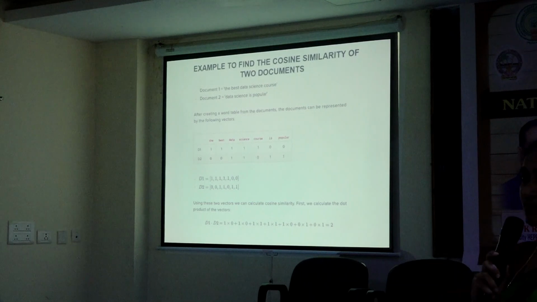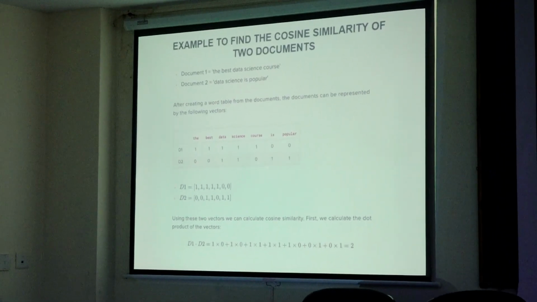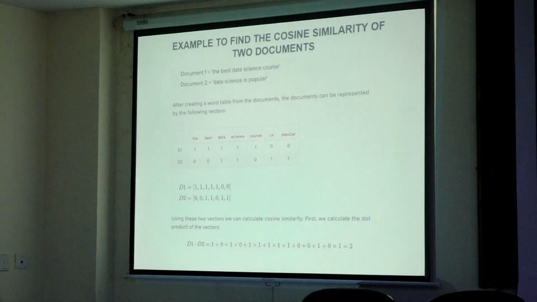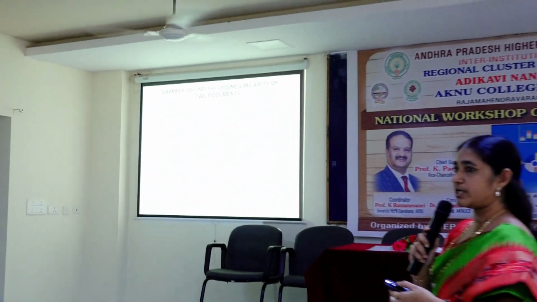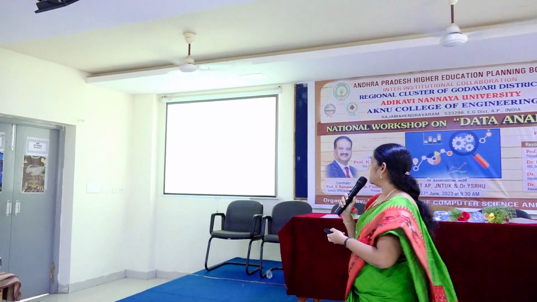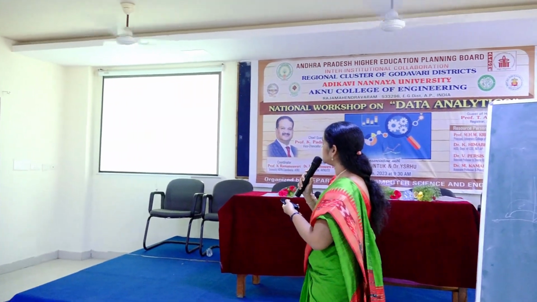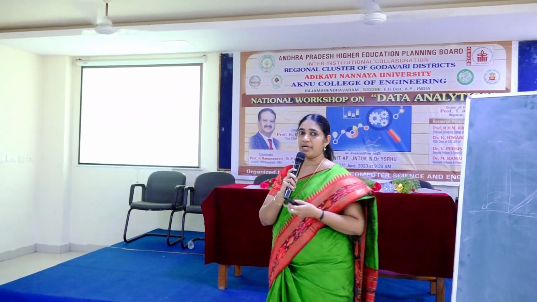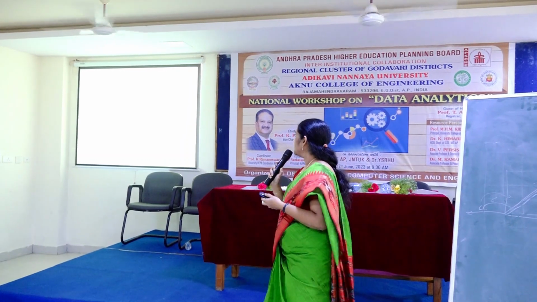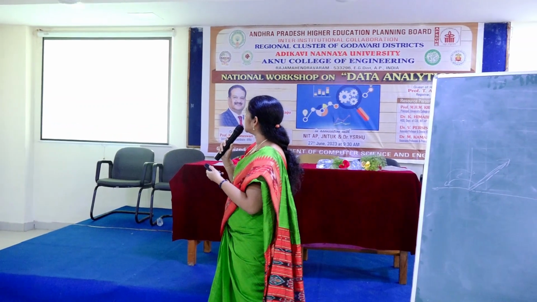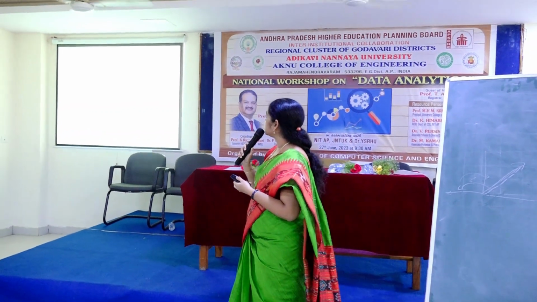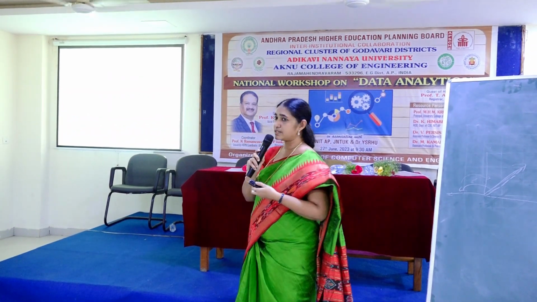Document representation, one we have seen, is the one hot vector, or one hot encoding. We represent each word with 1 if it is in that sentence, and 0 if it is not there, and we are building two vectors here. D1 is one vector, D2 is another vector, based on the two sentences: the best data science course, and the data science is popular.